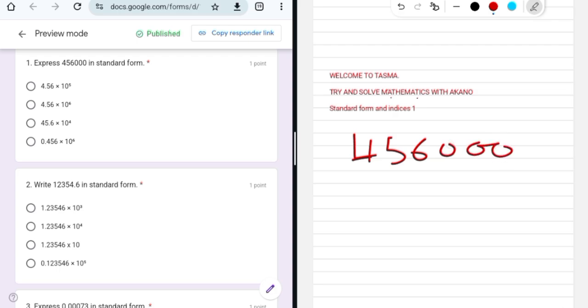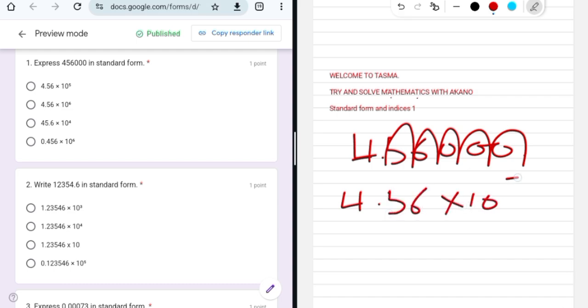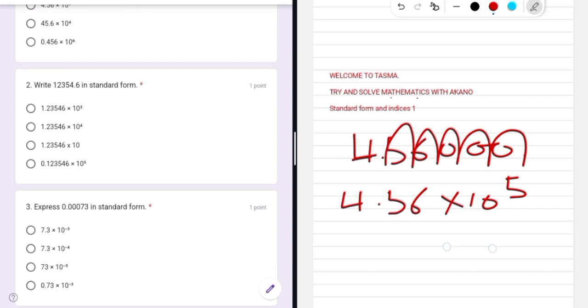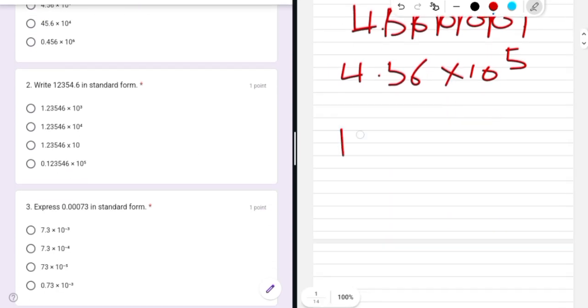Looking at the first question, the decimal point is at the end, so we are moving it to in front of 4, so we move 1, 2, 3, 4, 5. That becomes 4.56 times 10 raised to the power 5. Pick the correct answer.